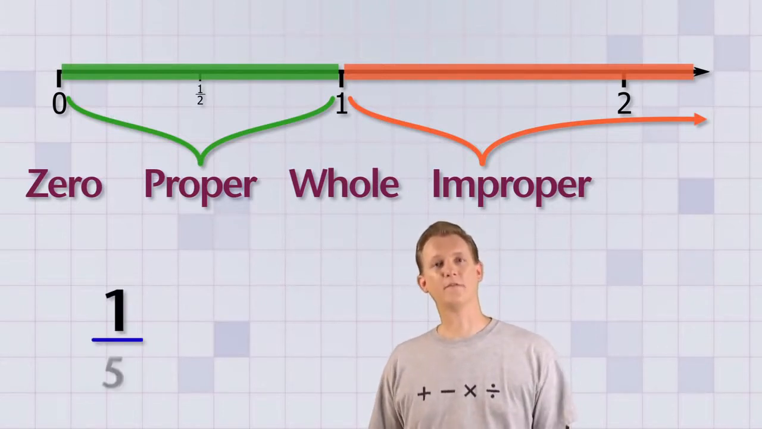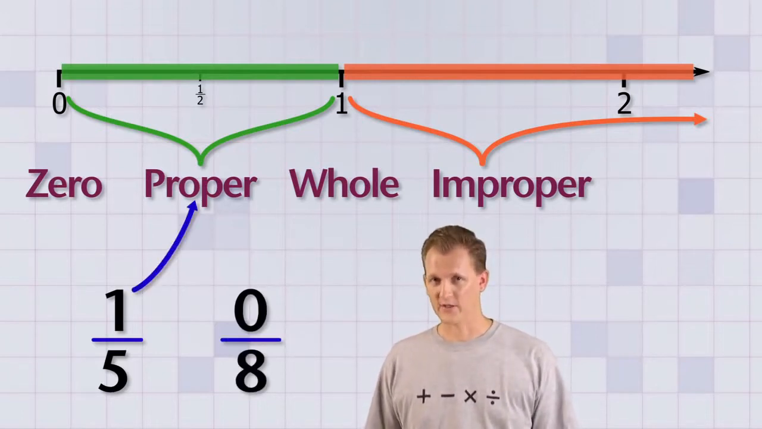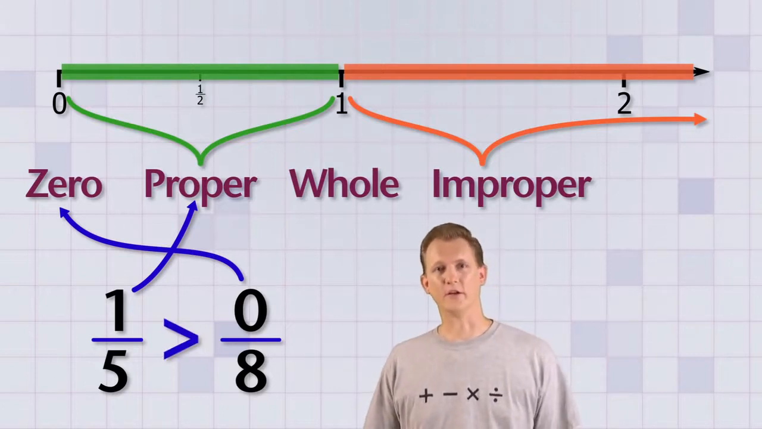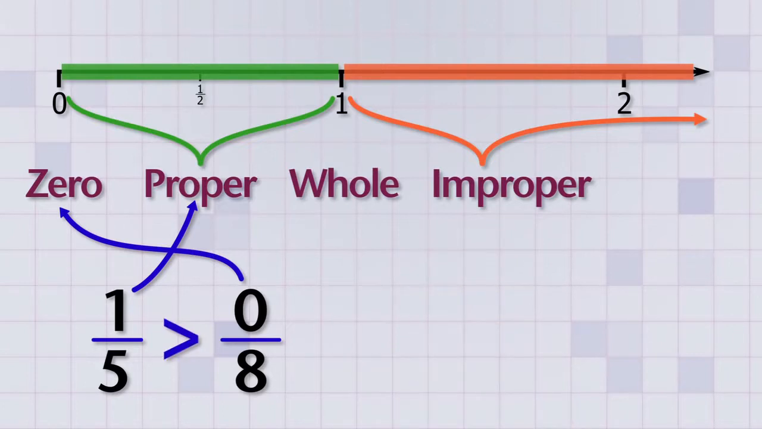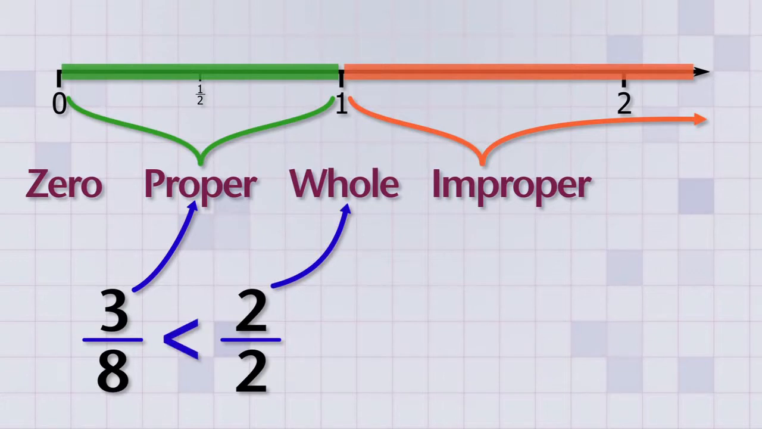Here we have 1 over 5 and 0 over 8. Since 1 over 5 is a proper fraction and 0 over 8 is a zero fraction, 1 over 5 is greater than 0 over 8. Now let's do 3 over 8 and 2 over 2. 3 over 8 is a proper fraction and 2 over 2 is a whole fraction. So that means that 3 over 8 is less than 2 over 2.